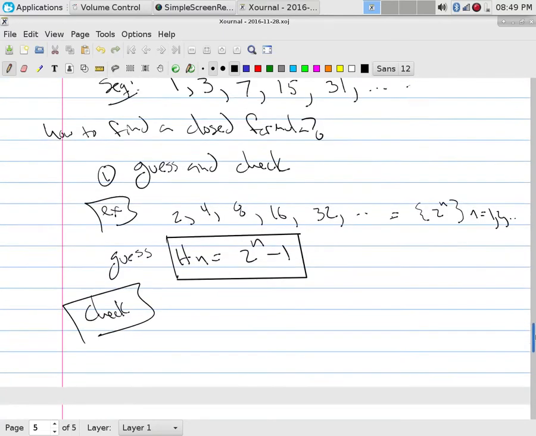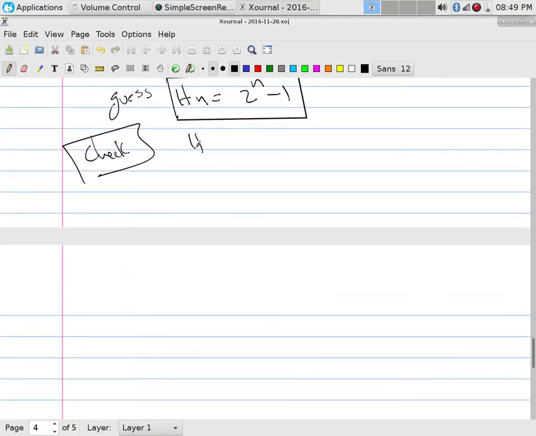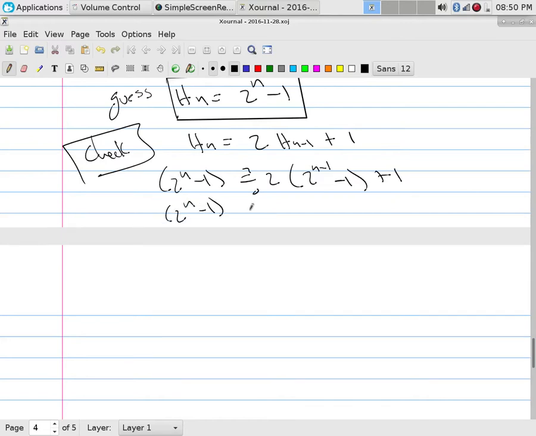And so now we check. The way we check on this is we take what we know is supposed to be true. H of n is supposed to be twice h of n minus 1 plus 1. Well, if that's h of n, that would be 2 to the n minus 1. Does this equal twice 2 to the n minus 1 minus 1, plus 1? Well, that's just simply 2 to the n minus 1. Does this equal, this is 2 to the n times 2 times 2 to the n minus 1 is 2 to the n minus 2, plus 1. That's just equal to 2 to the n minus 1. And the answer is yep. And so, yes, it's a solution.